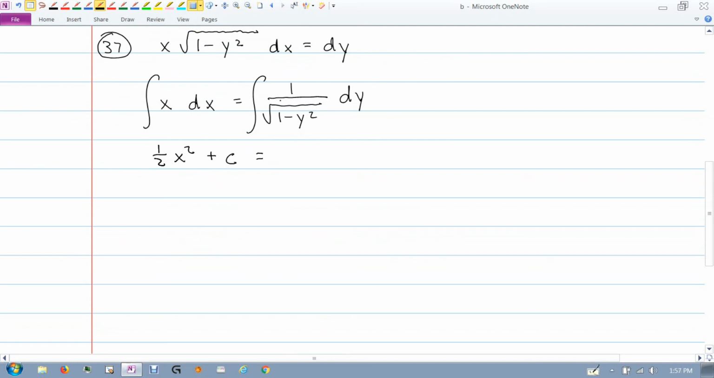The right-hand side, you should recognize this. That was very special in Cal 2. This is arc sine of y, and I already took care of the plus a constant. So, yeah, I think we're good. I got my plus c over there. If we wanted to, we could take sine on both sides right now, like that, and then have something like that. But that's not necessary. 38. That one was a little too straightforward.